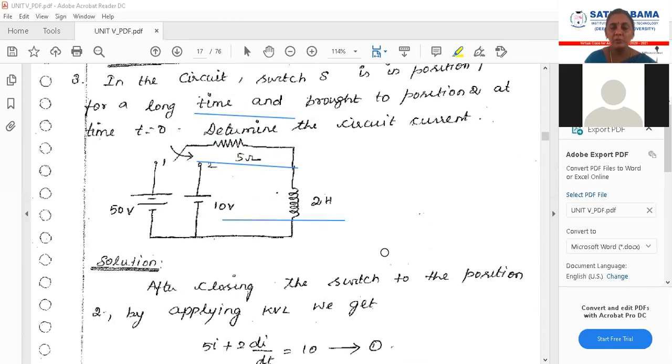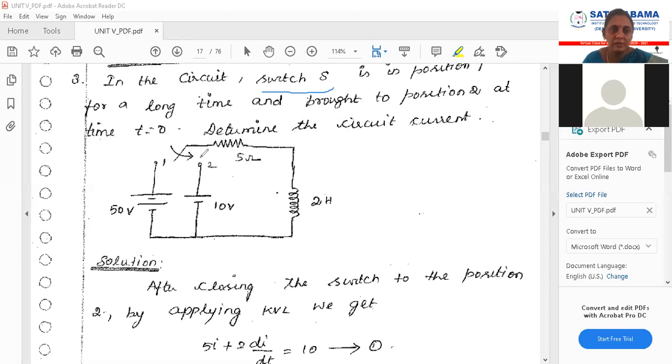We will put one more problem. This is for RL discharging. After this RL discharging, I will check out your doubts before proceeding with RC. Now just go through this problem. In the circuit, switch S is in position 1.